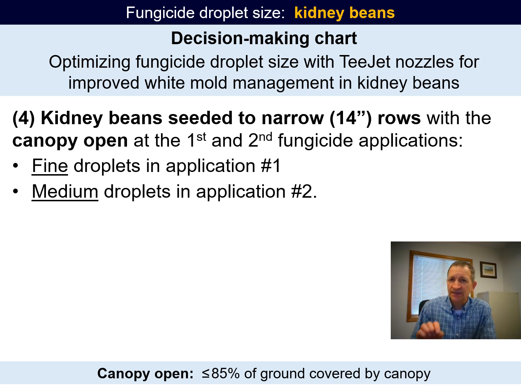What you can see is that the decision-making metrics for kidney beans seeded to narrow rows were contingent on the degree of canopy closure in the first application, and then in the second application on the degree of canopy closure and the degree of standability of those dry beans. The more closed the canopy, the coarser the droplet you need. The more lodged the canopy, the coarser the droplet size you needed.